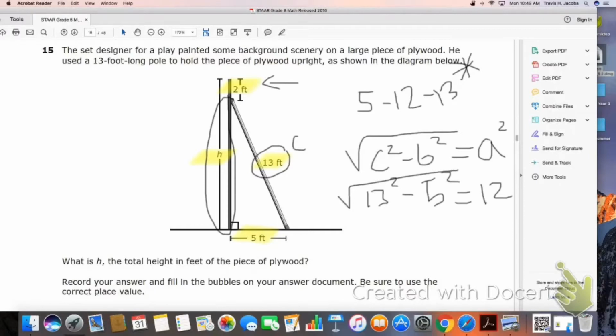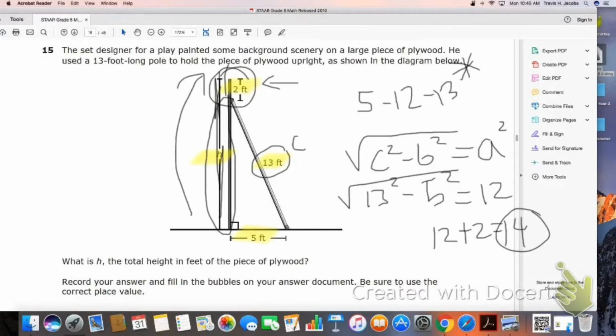Now what you're going to do is add this 2 to it, because it wants to know the full length. It doesn't want to just know what's here, it wants to know all the way up. So 12 plus 2 equals 14. They added just a little bit. It was a basic Pythagorean theorem problem, but they added that little number 2 up there, which made it 14.